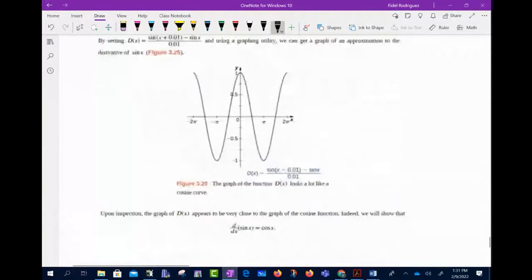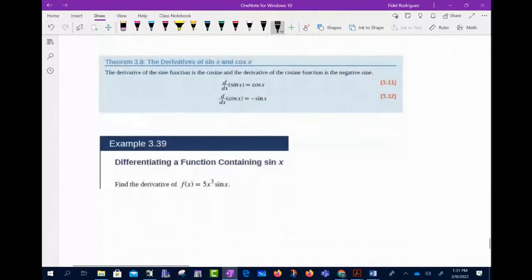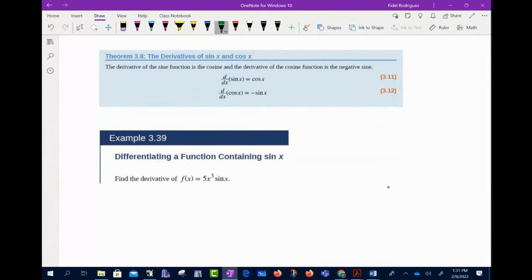So I'm going to scooch down over here, and what we have here, y'all, in theorem 3.8 are the derivatives of the sine function and the cosine function, okay? So instead of going through the whole process of how we actually end up with this, this is the really important part. The derivative of a sine function is a cosine, and the derivative of a cosine function is a minus sine function, okay? So for the first one, we're going to take the derivative of f of x when f of x is 5x to the third times sine x.